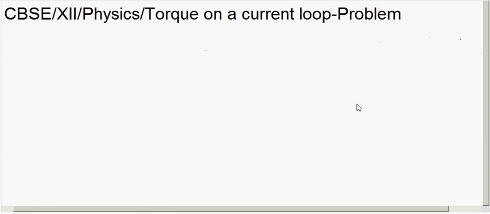Good morning. In today's session, we will take down a problem based on torque on a current loop, which is placed in a magnetic field. Now take down this question.